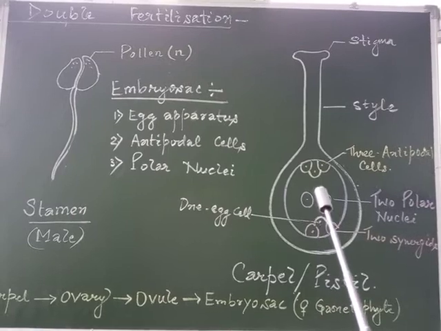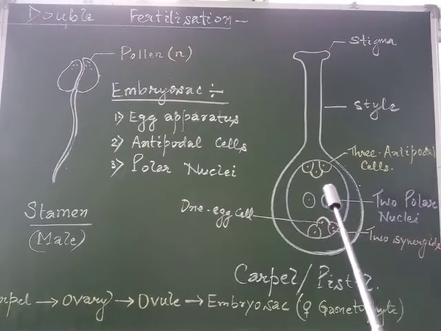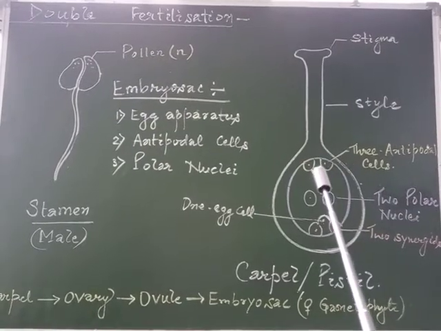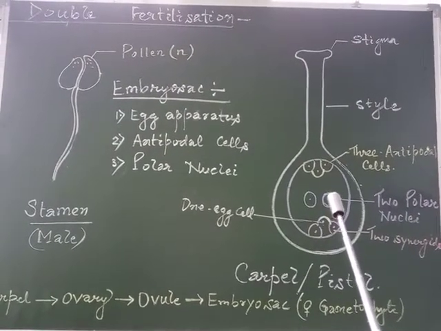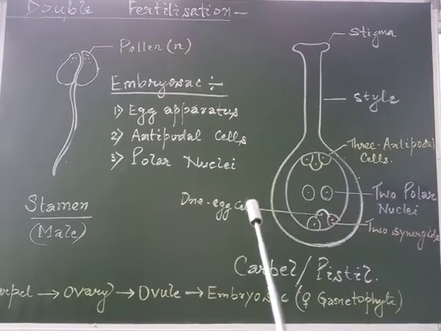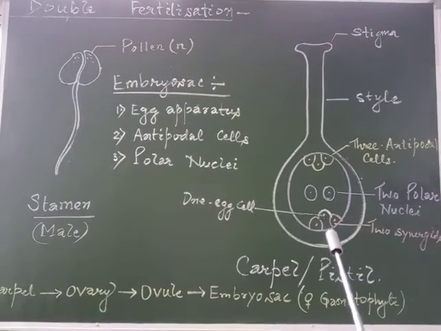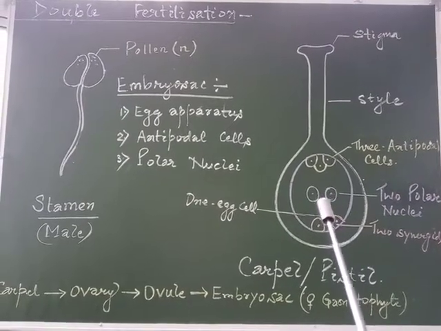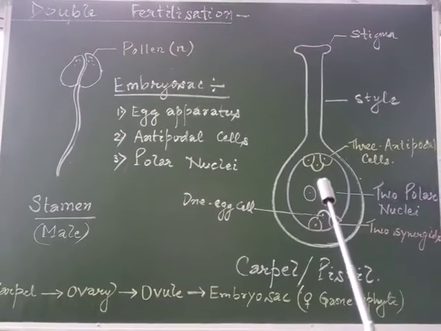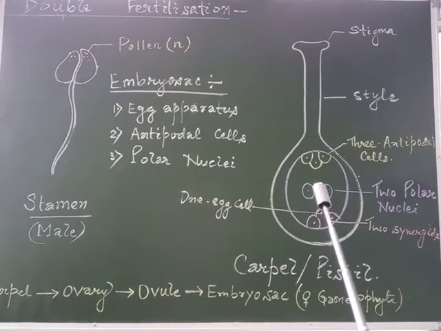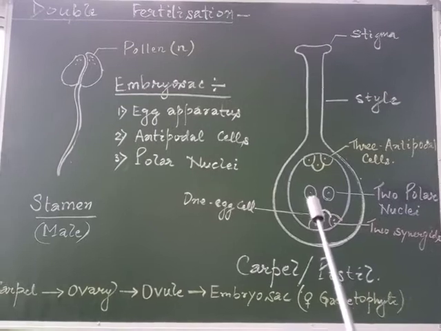If you count the total number, it would be an 8-celled structure. That is 3 antipodal cells, 2 polar nuclei, 3 plus 2 is 5, 1 egg cell makes 6, and 2 synergids make 8. So an 8-celled structure is present within the embryo sac, and all the cells are haploid in nature as they have been formed by reductional or meiotic division.